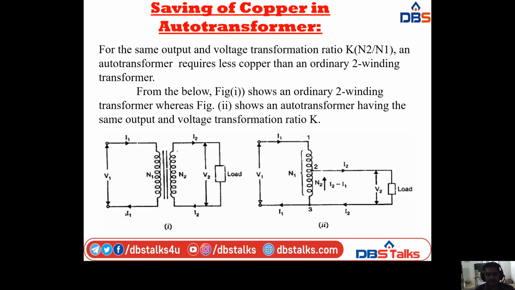Here I am showing two diagrams. The first figure shows an ordinary two-winding transformer, whereas figure 2 shows an auto transformer having the same output and voltage transformation ratio. On the left side is the ordinary two-winding transformer, and on the right side the auto transformer with the same transformation ratio K. The only difference is two-winding and auto transformer.